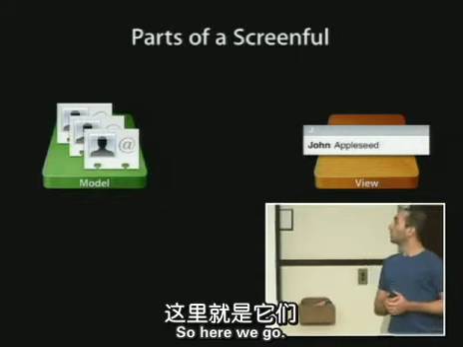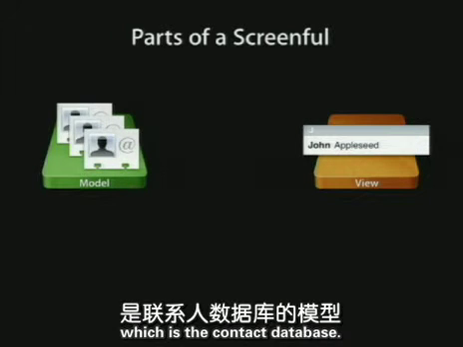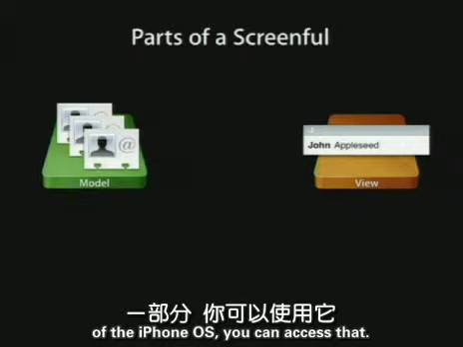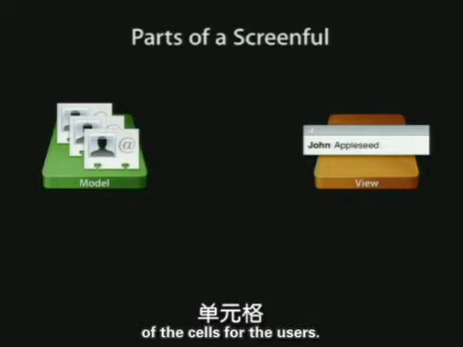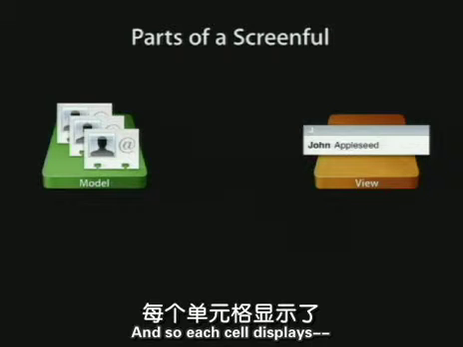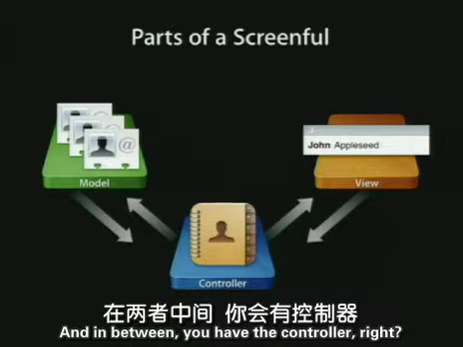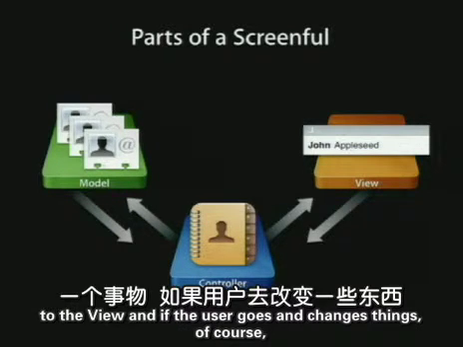So here we go. On the last page, the Contacts app, we have a model, which is the contact database. And if you're interested, that's actually part of the iPhone OS. You can access that. In the view side, you have each of the cells for the users, and each cell displays data that is relevant to that cell. And in between, you have the controller. The controller is the one that mediates the data from the model to the view.